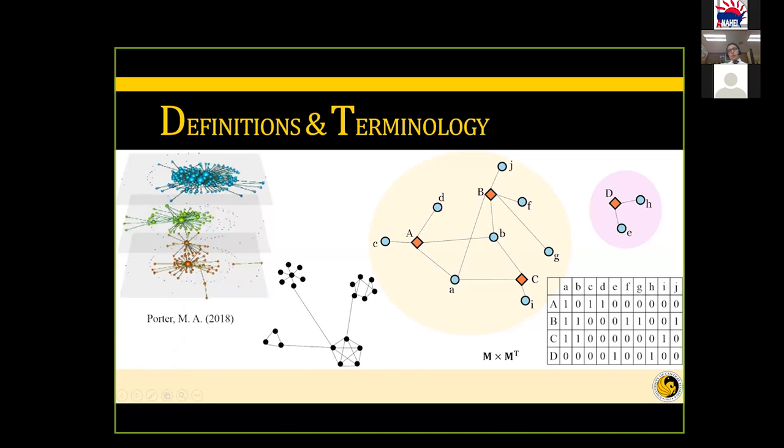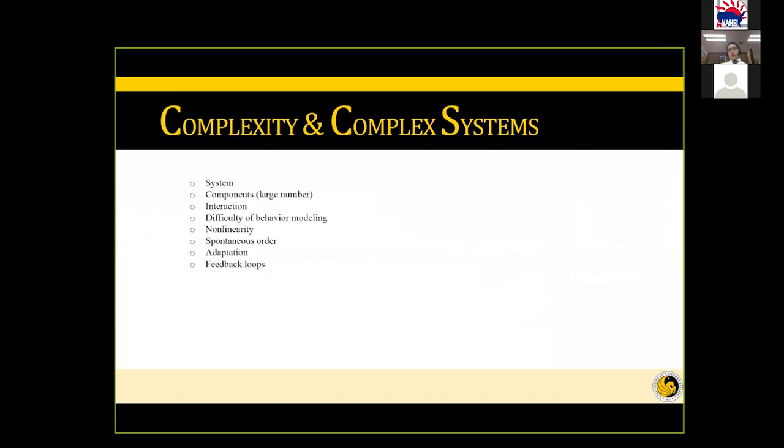This is again a very useful approach in network science because in complex systems, we need to use this type of multiplex network. All right, so I'm done with the terminology section. So I assume we can move to complexity and complex systems if we don't have any questions so far.